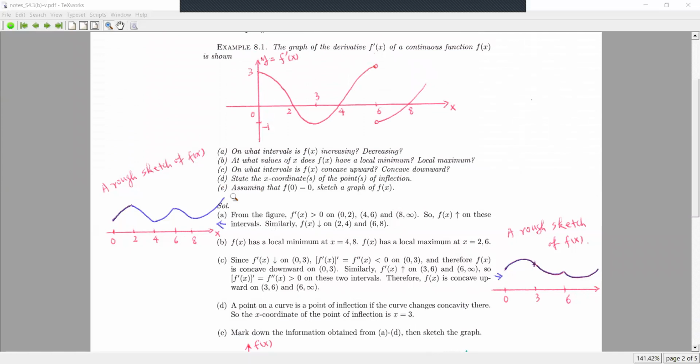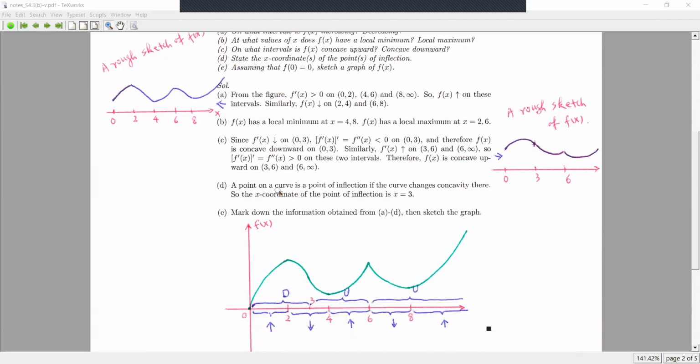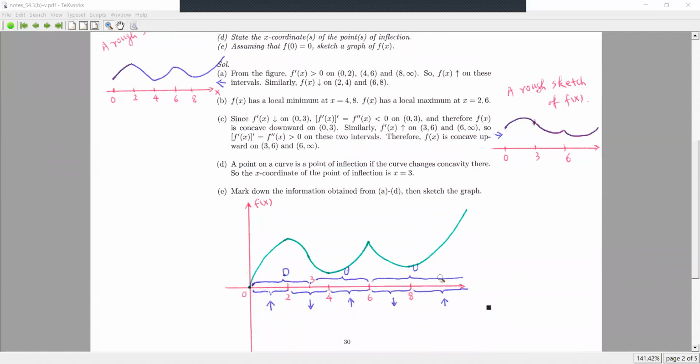Part E. Assuming the function value at 0 is 0. That means assuming the graph of f passes through the origin. Now sketch a graph of the function f. I suggest that we mark down the information we got from A to D on the xy plane. Mark down the information here.